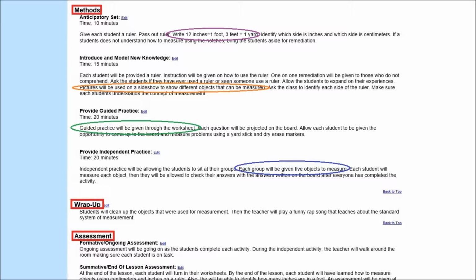After that, pictures will be used on a slideshow to show different objects that can be measured. Ask the class to identify each side of the ruler before going on. Make sure that all students understand.